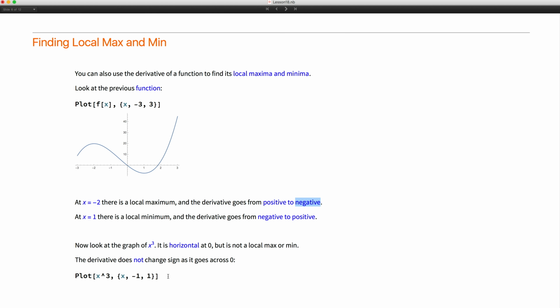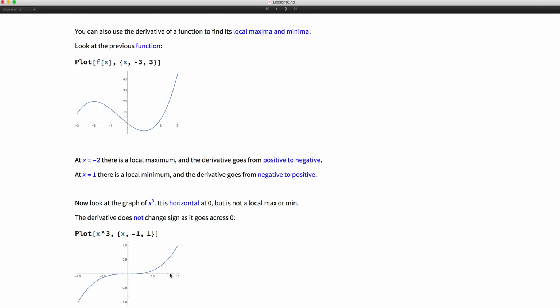Now, if you look, on the other hand, at the graph of x cubed, then you see over here that the derivative does not change sign as you go through 0. So that says that you do not have a local maximum or minimum, roughly.